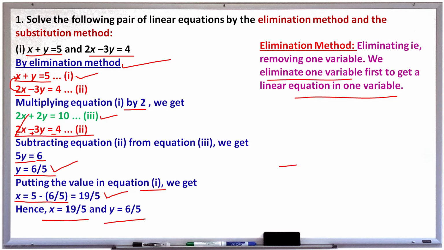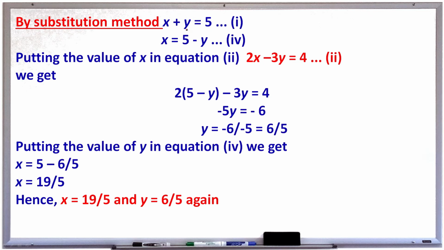The same equations we are going to solve using the substitution method. Again we write the first equation, x plus y is equal to 5. This equation we can write in terms of x. x is equal to, bring y to the right hand side, it will become minus y. So x is equal to 5 minus y. Say this is equation number 4.